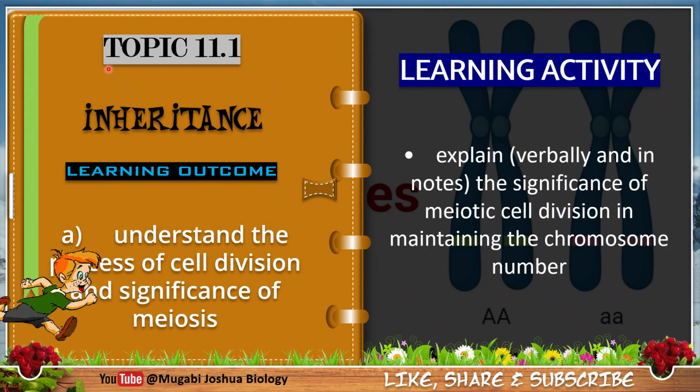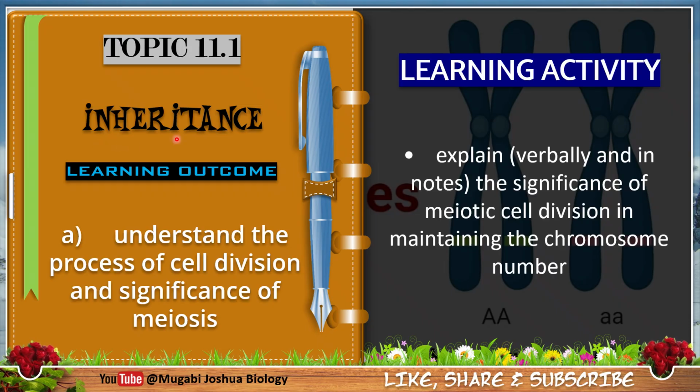Thank you very much for participating in topic 11.1, which is inheritance. We have been looking at learning outcome A, understanding the process of cell division and significance of meiosis. Our learning activity has been to explain both verbally and in notes the significance of meiotic cell division in maintaining the chromosome number.